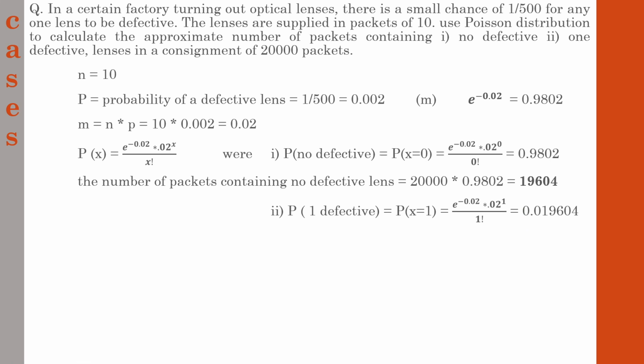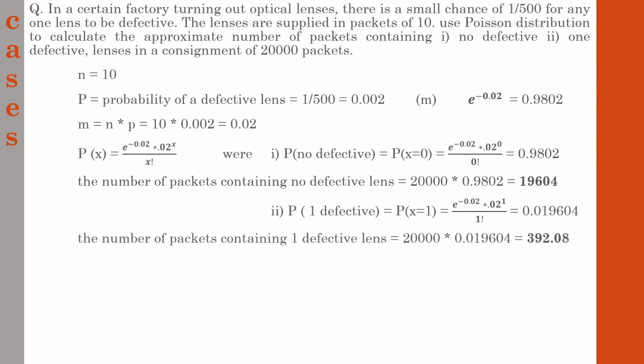So what is the exact number of items? It can be obtained by just multiplying the total number of items, that is 20,000, into whatever probability you have found now. You will get the exact number of items of one defective lens. So the number of packets containing one defective lens will be 392 packs.